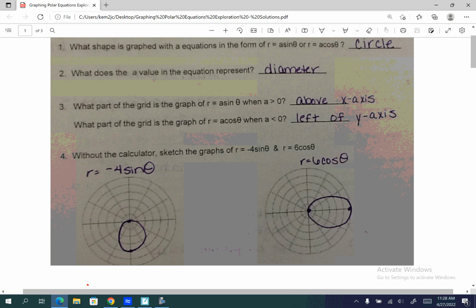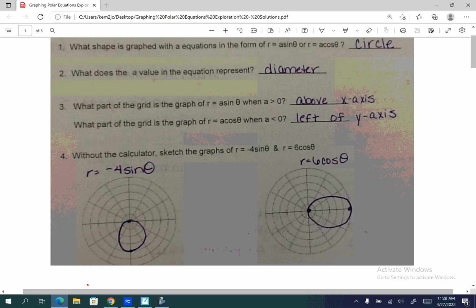Okay, so number 1 on the first page, you should have put a circle there. The A value, the number out front, represents the diameter of the circle. Number 3, there's a few ways you guys could have worded this. I said above the x-axis and to the left of the y-axis, but if you said quadrants, that would have been fine. So like the first part, if you said quadrant 1 and 2, that's good. The second part, if you said quadrant 2 and 3, that would be fine also, however you want to describe where that was located at.